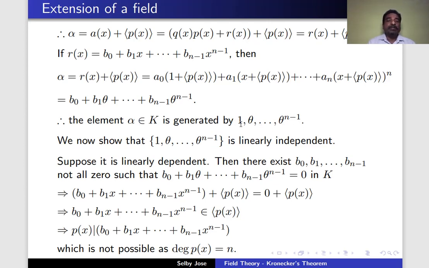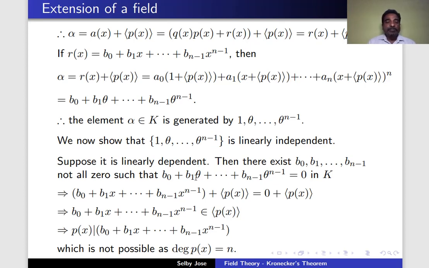So we now show that the set 1, θ, θ², and so on, θ^(n-1) is linearly independent. We do this by contradiction. Suppose it is linearly dependent. Then you can always find some elements b0, b1, ..., b_(n-1), not all 0, in F such that the linear combination is equal to 0 in K. That means b0 + b1θ + and so on + b_(n-1)θ^(n-1) is equal to 0 in K.